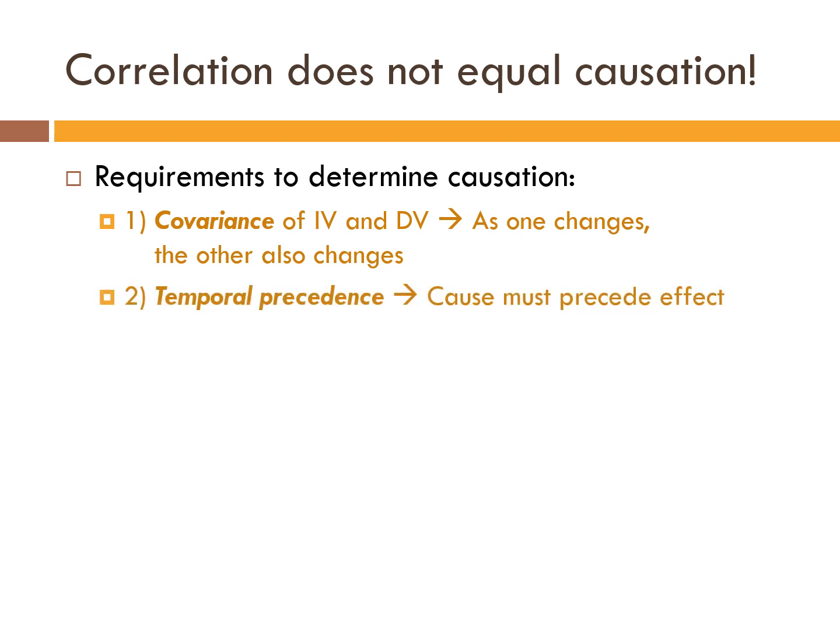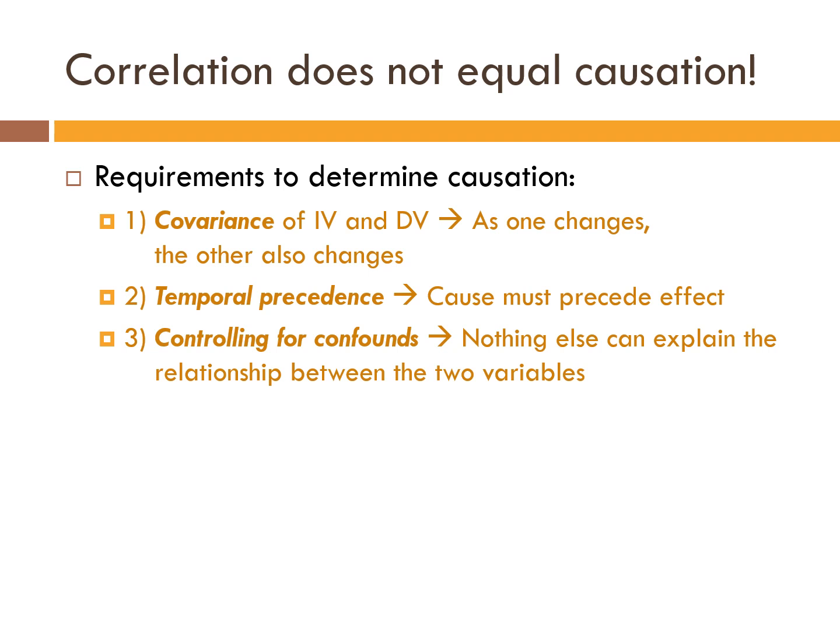The second requirement of causation is that there is a temporal precedent. That means that one variable must precede the other. One effect must happen before the other. Otherwise, the secondary effect isn't an outcome. It is simply related to the thing. So you need to have your X variable come first. And the third is that you need to control for confounds. That means that there is nothing else that could be an explanation of the two variables.